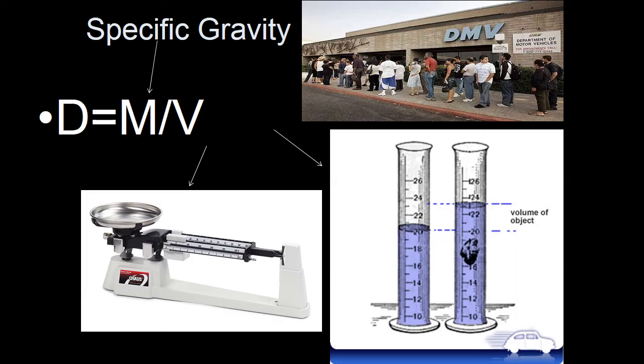So remember density. Remember my favorite place in the world, the DMV. We've talked about density, mass, and volume. And remember, we measure mass on a triple beam balance. We can measure the volume of a mineral in a graduated cylinder using water displacement, and we can get the density from those two measurements. And that can tell us also what type of mineral.